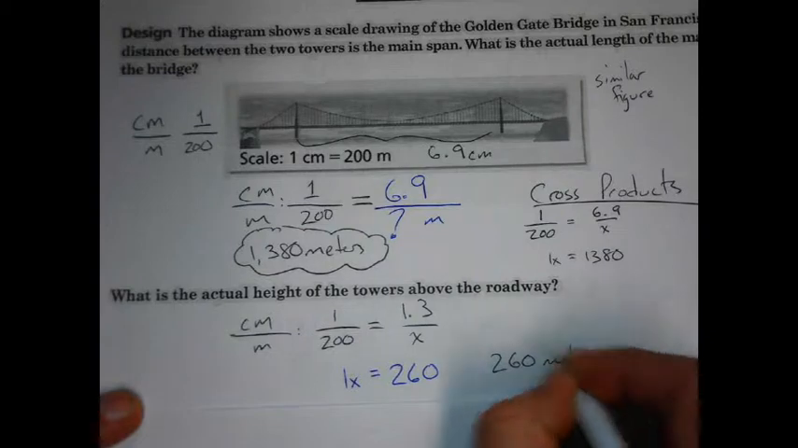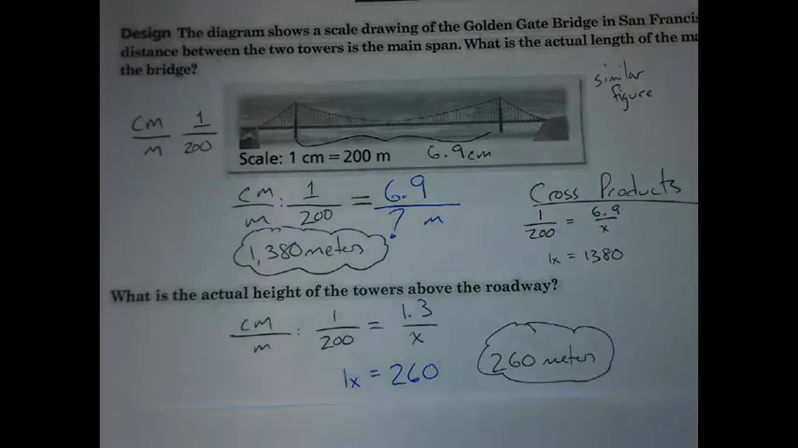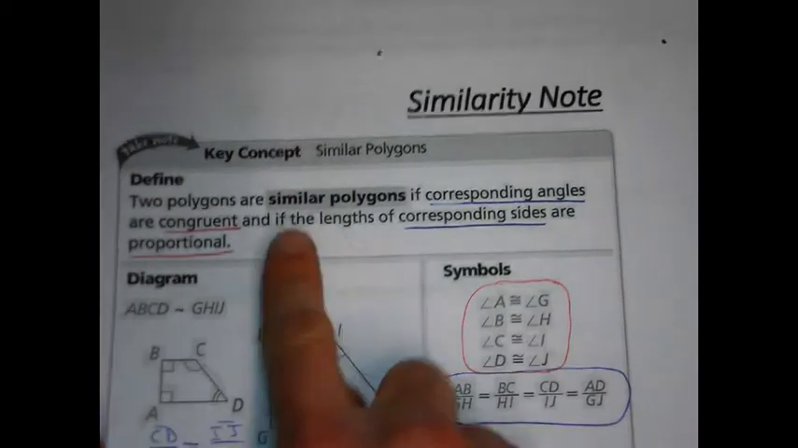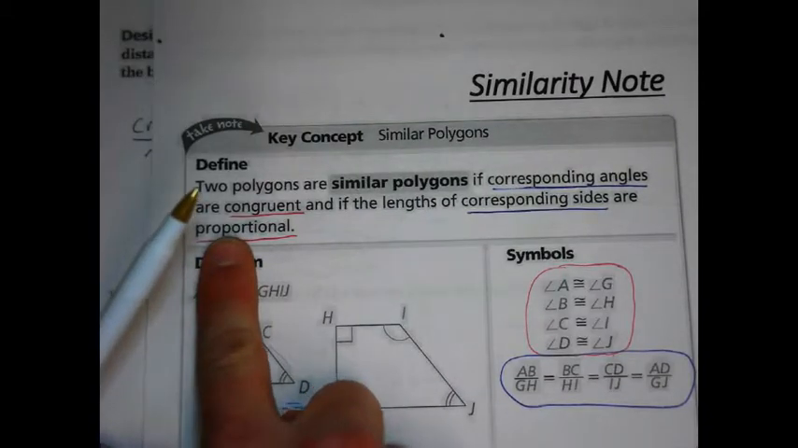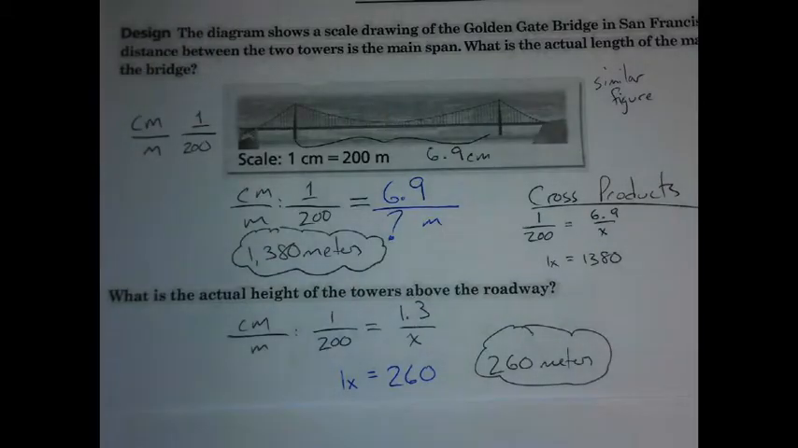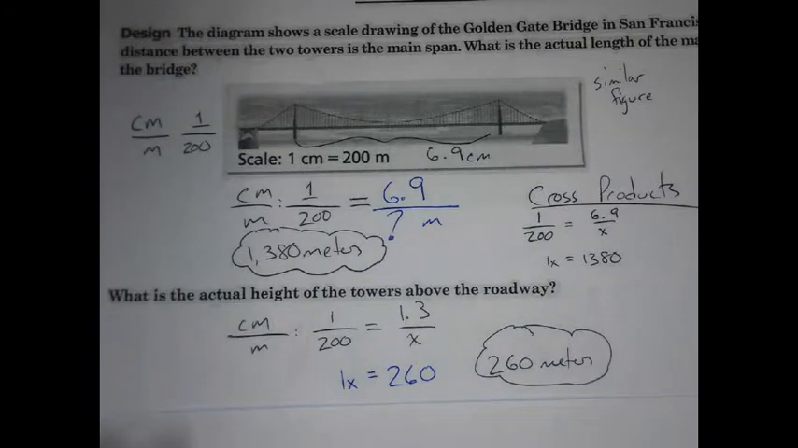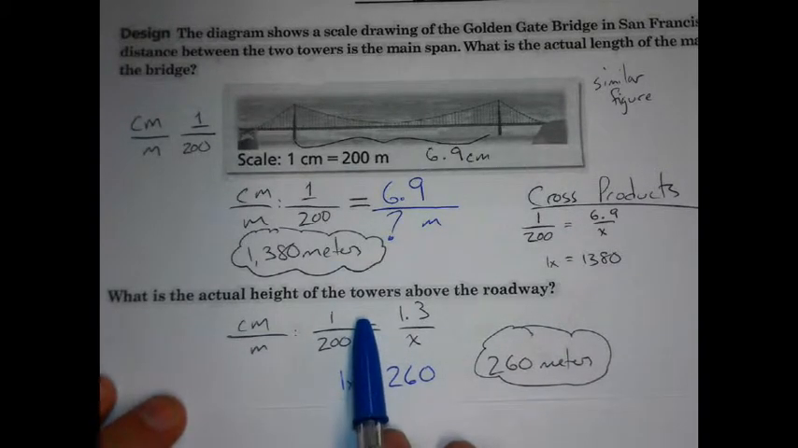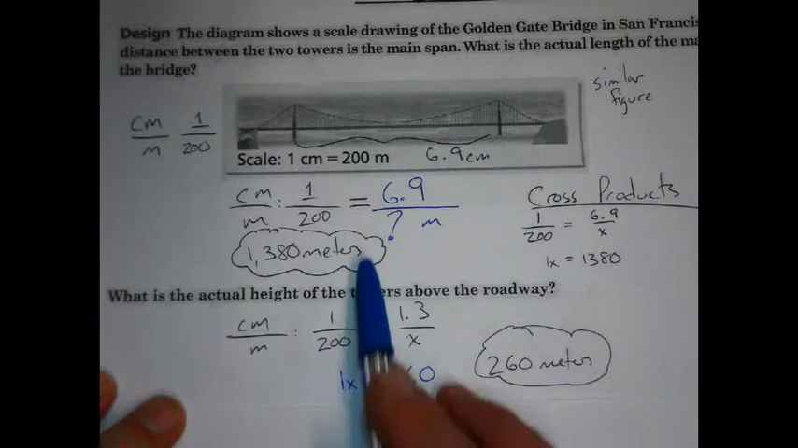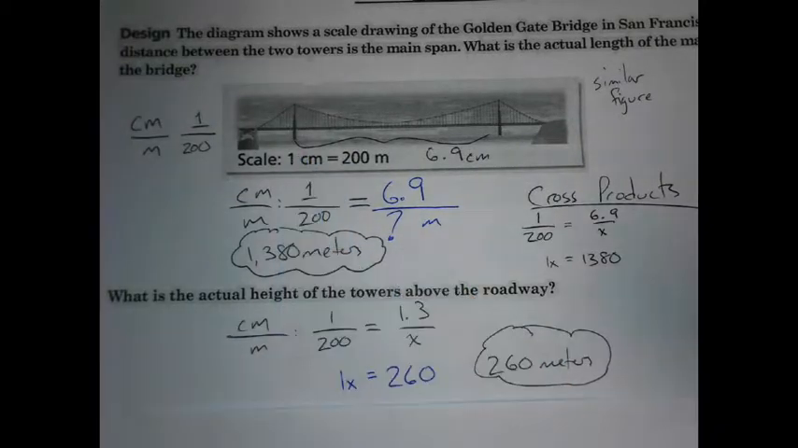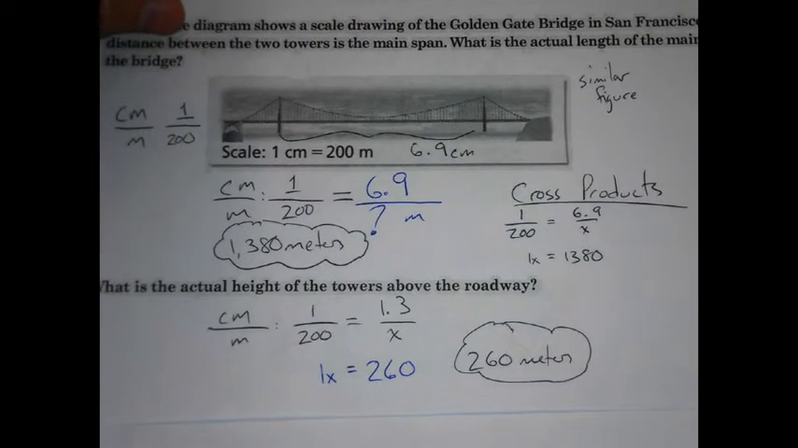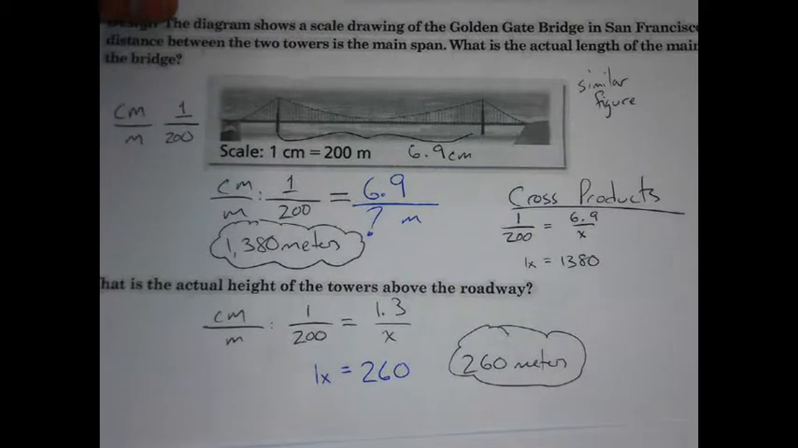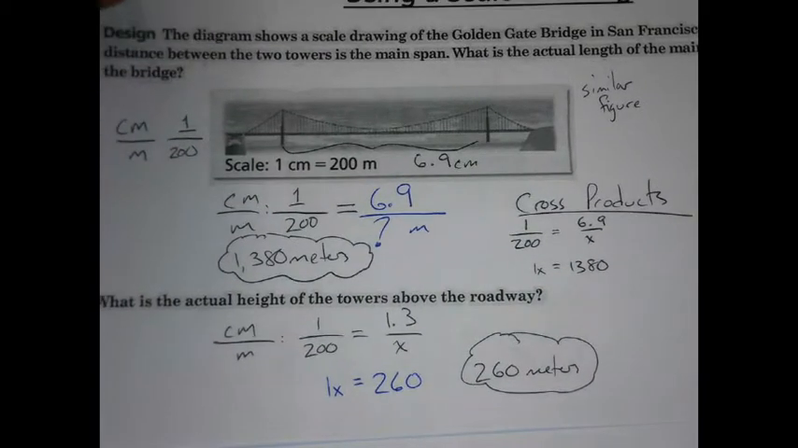So why are we doing this now? Because if you remember from the last note, when we have similar polygons, we have corresponding sides that are proportional. So it's important to highlight that right now. We're setting up a proportion. So the 1 centimeter in the model is 200 meters to the real thing. They are similar figures. So that's how we're kind of bridging the gap. We're bridging the two lessons, the previous lesson on ratio and proportions to similarity.